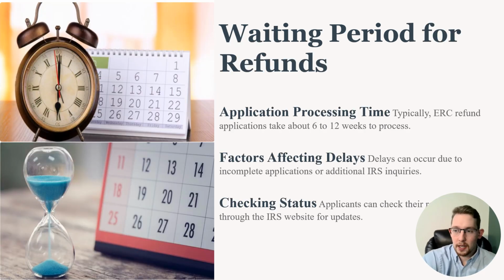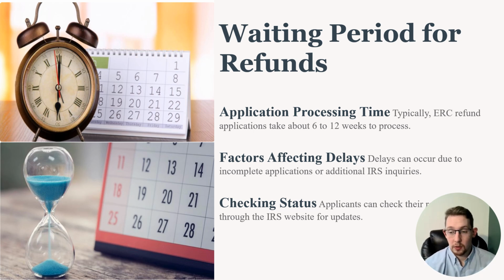After you've applied for the ERC, refunds typically take about 6 to 12 weeks. In my experience, it's actually been a little bit longer than that, especially if something is delaying your application, such as you forgot to populate certain fields, you didn't submit everything that was required with the 941-X, or the IRS finds discrepancies that require additional inquiries, such as a mismatch between what you claim you paid and what is on file with another government organization.